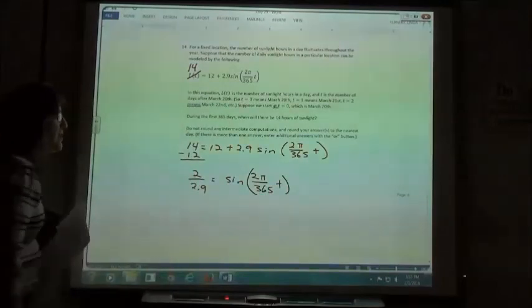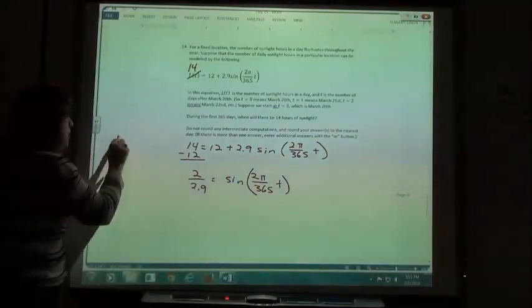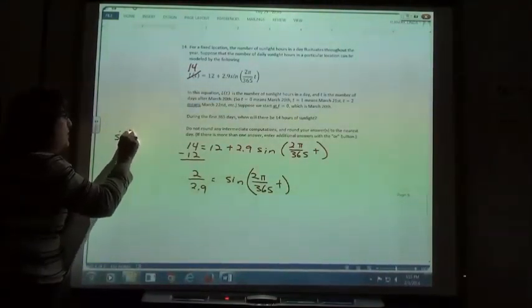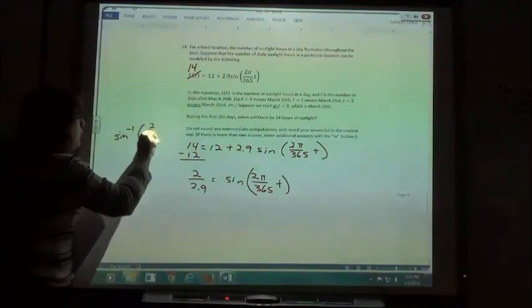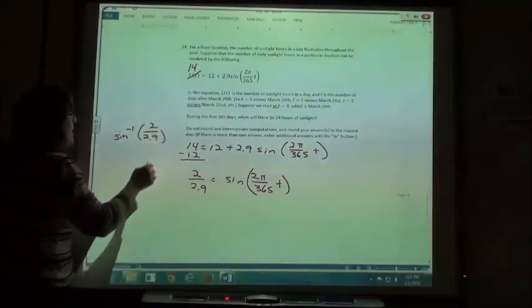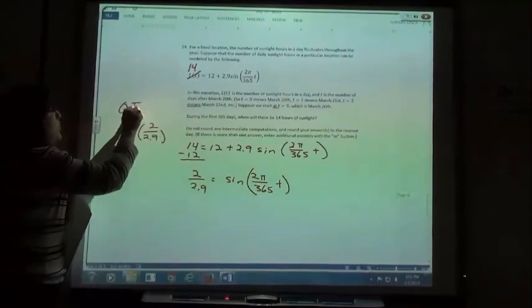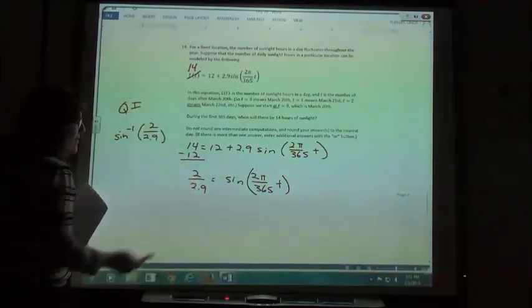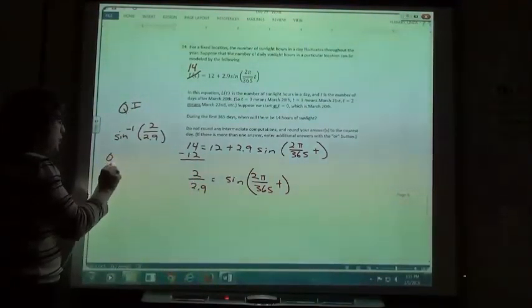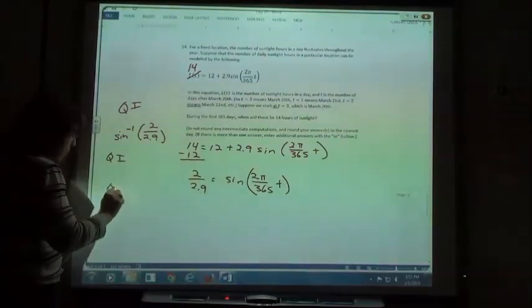So this is positive, which is good. I'm going to use the sine inverse, or inverse sine, of 2 over 2.9. That's going to give me my answer in quadrant 1. Sine is positive in quadrant 1 and in quadrant 2.